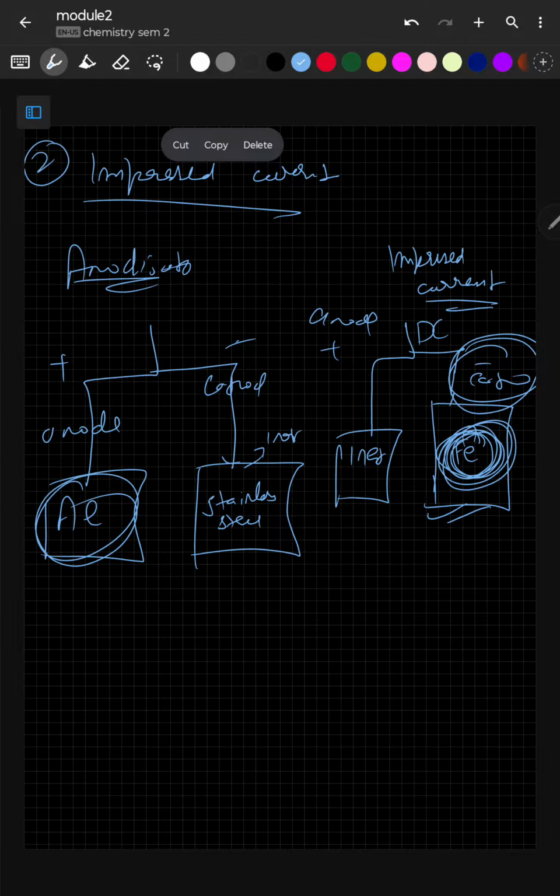So the entire metal behaves as a cathode. In a cathode we know there is no oxidation, no corrosion. The positive terminal is an inert material which is connected here. This is used in marine applications. The positive terminal is the inert material and the negative terminal is the one which has to be protected, for example steel, in the case of ships.